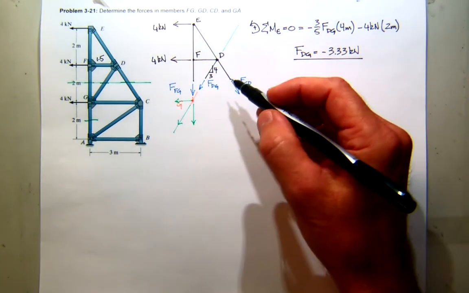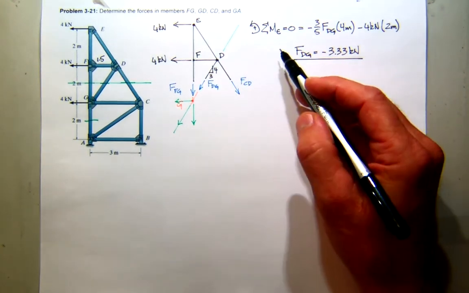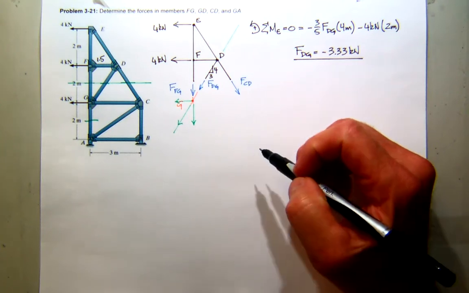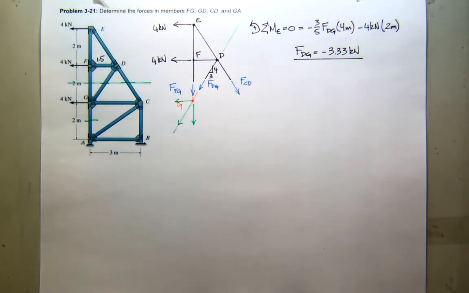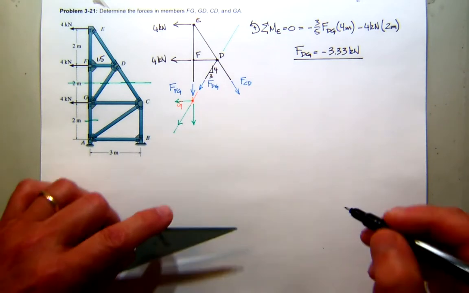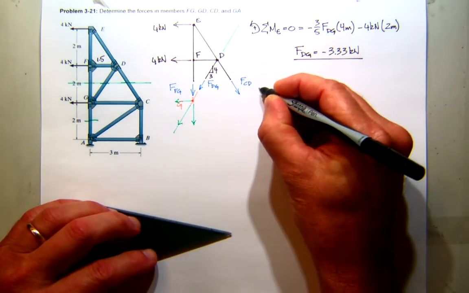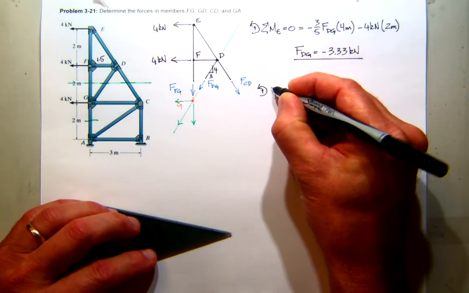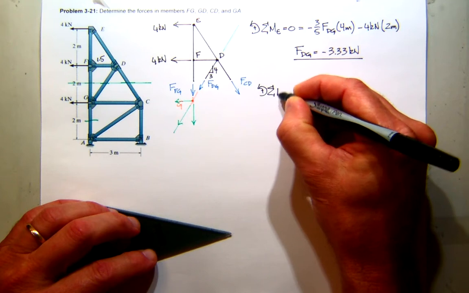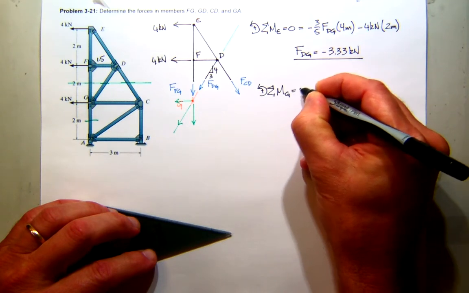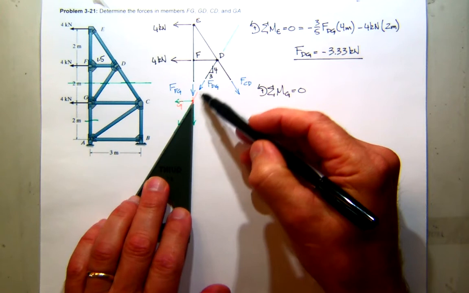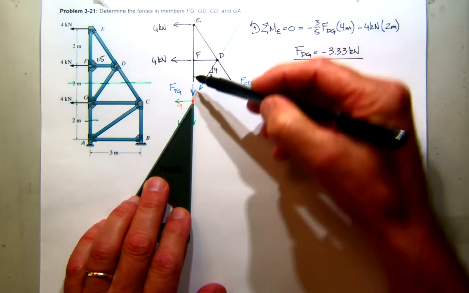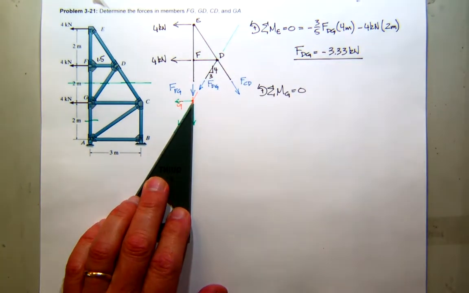Because if we follow our strategy and now go to another point that we picked, what other point did we pick? We have D and G. Which one do you guys want to do next? G. So if we sum moments about G and make sure it's in equilibrium, what do we deal with? Well, here's G. DG and FG are passing through that.